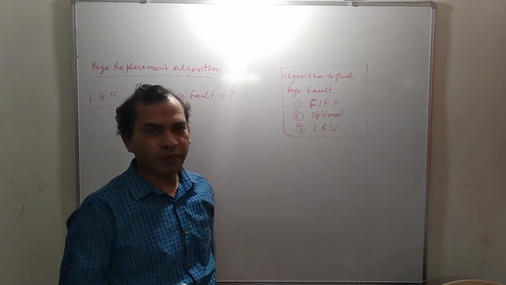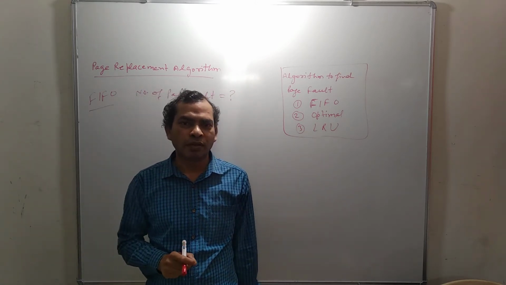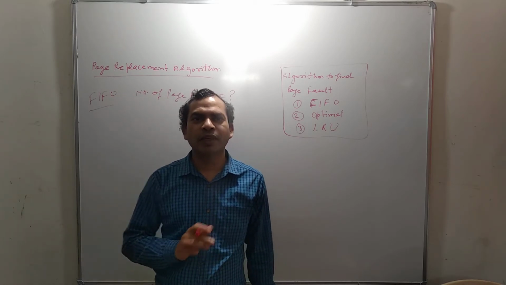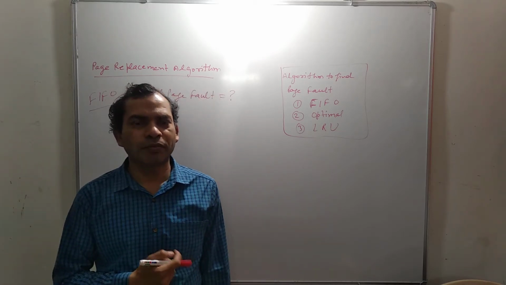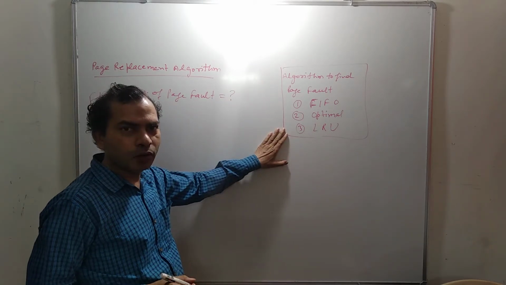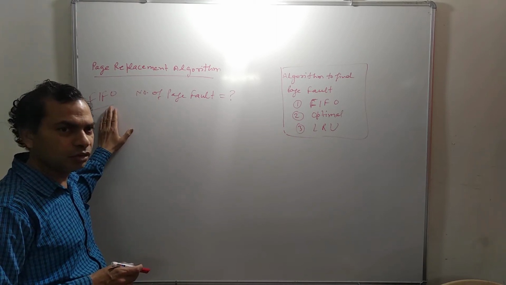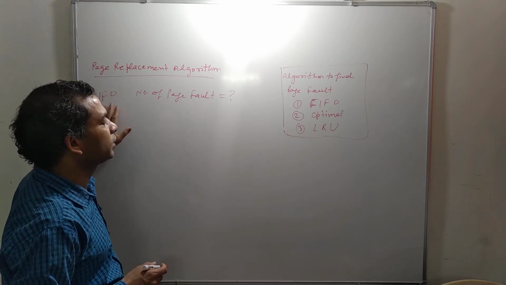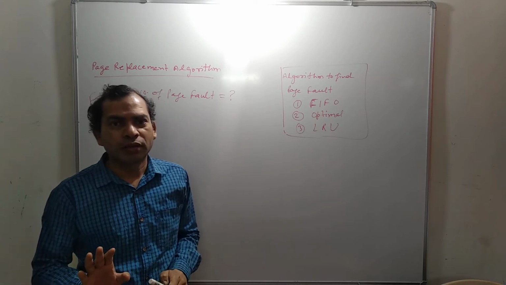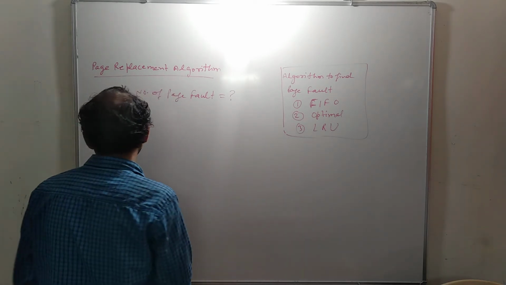So basically, whenever we want to find out the number of page faults, we can use any of the algorithms we have right now. First of all, we want to see how we will use the page replacement algorithm known as first in first out. So how we will use the first in first out algorithm?